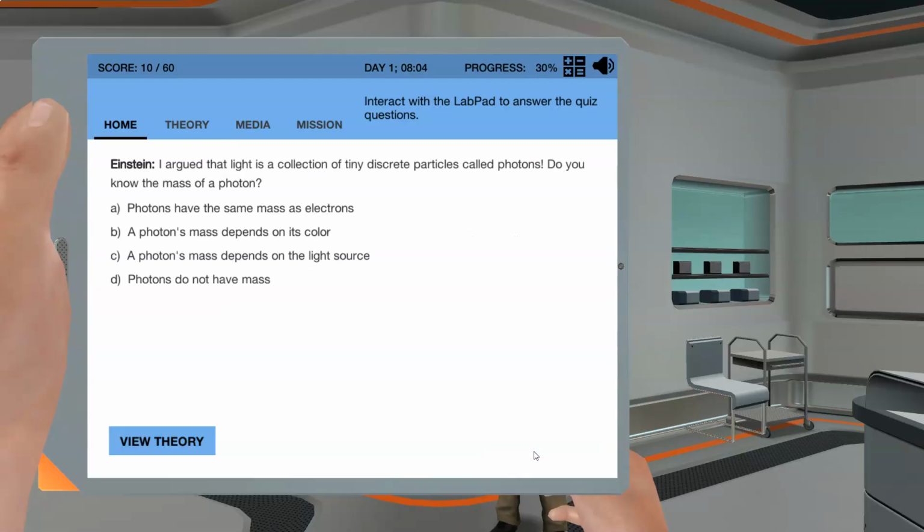I argued that light is a collection of tiny discrete particles called photons. Do you know the mass of a photon?